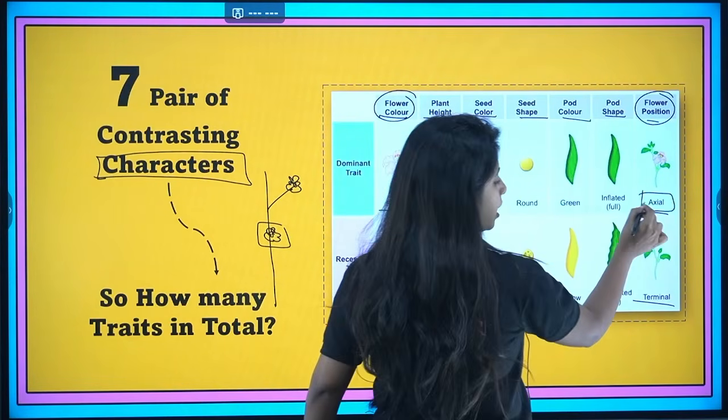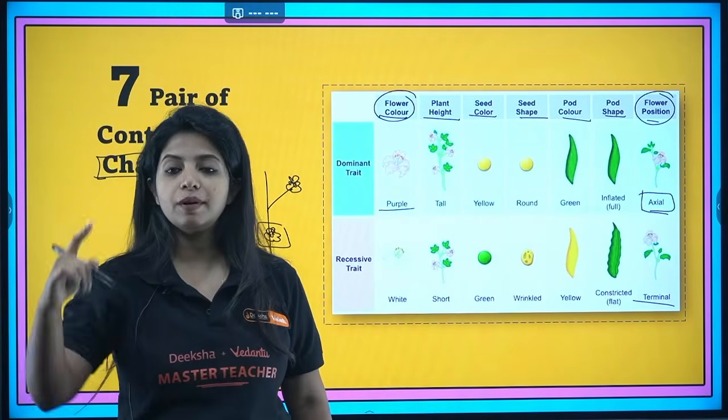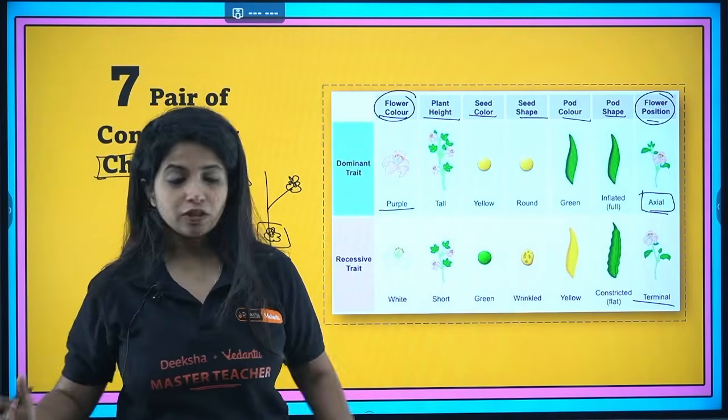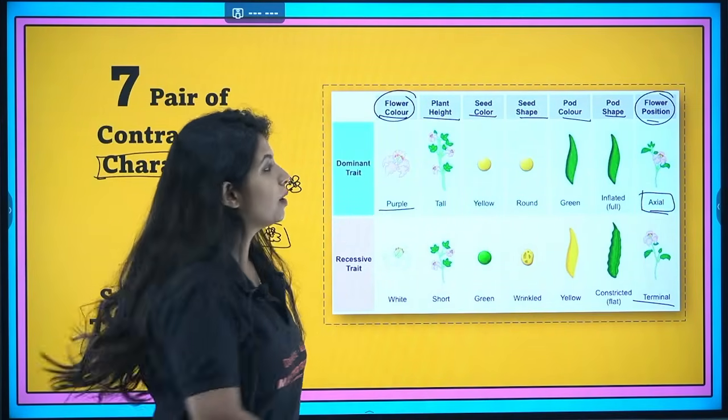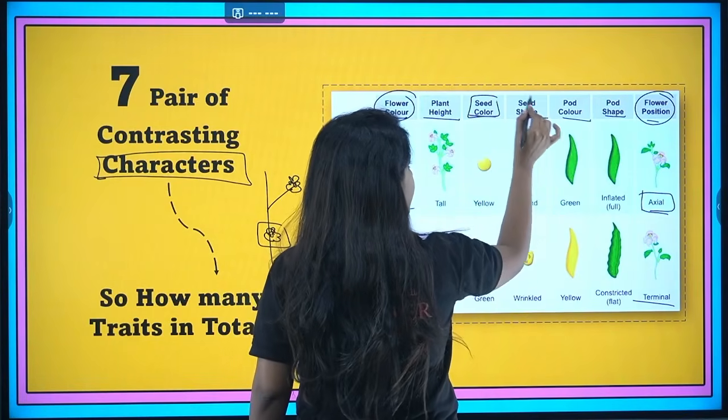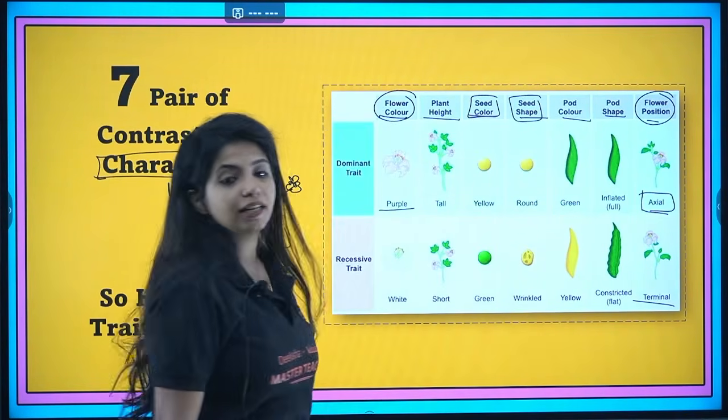So you can remember A comes before T, right? A is the first alphabet. So A is the dominant one. So that is about flower color as well as flower position. Now you have seed color. Okay, let's go to seed color. Seed color and seed shape.